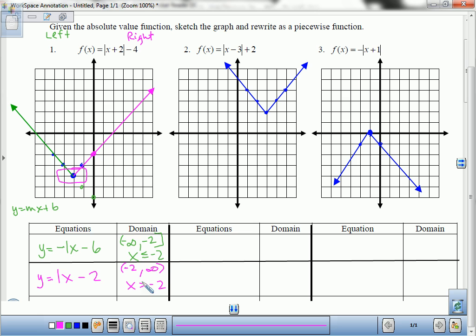Yes, ma'am. Is the negative 2 supposed to be a bracket, or is it supposed to be parentheses? If I chose a bracket here, I have to use parentheses here. We can't have brackets in both places. You could just choose one. You choose one and the other one doesn't get it.